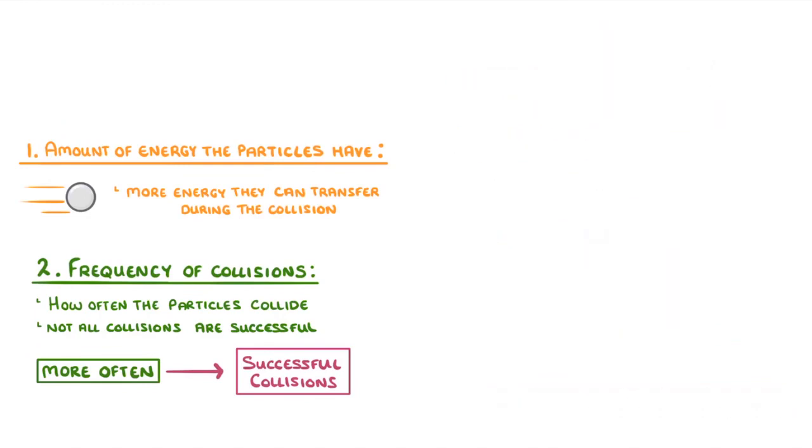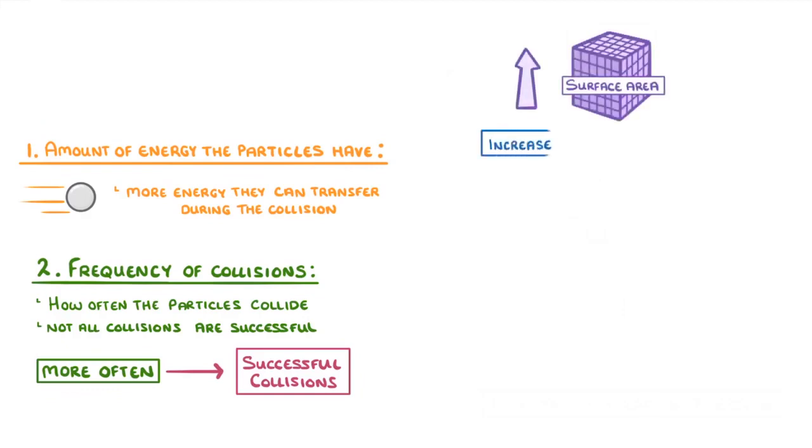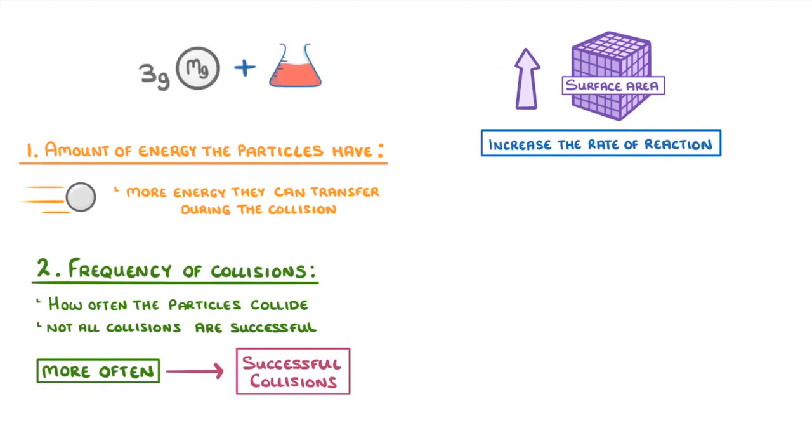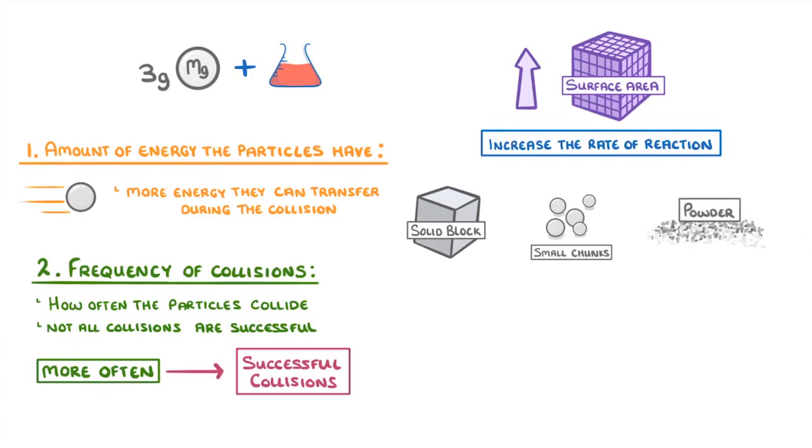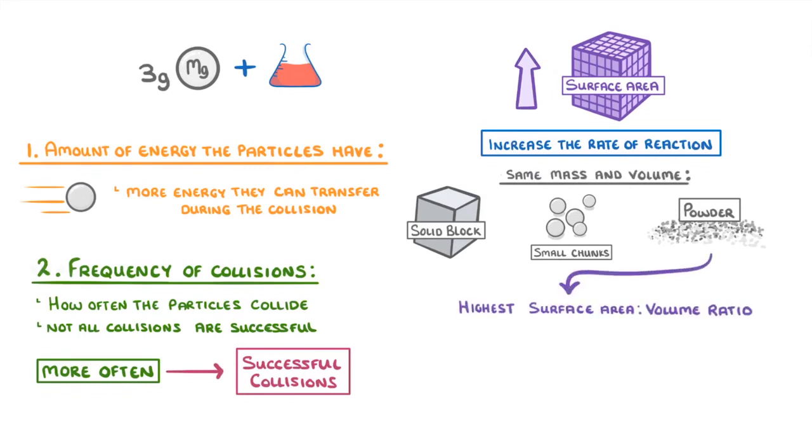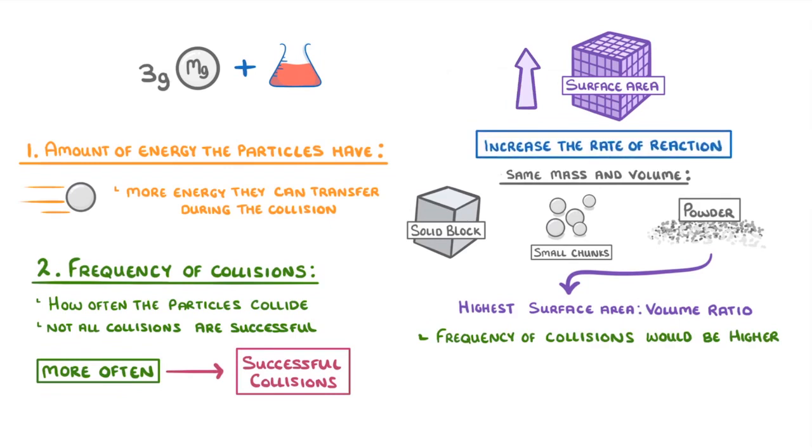Just like concentration and pressure, a higher surface area will also increase the rate of reaction. For example, if we wanted to react 3 grams of magnesium with an acid, we could use a solid block of magnesium, small chunks of magnesium, or powder. As all of these have the same mass and volume, the powdered form would have the highest surface area to volume ratio, and so it would have a much higher area over which collisions with the other reactants, in this case the acid, could take place, meaning that the frequency of the collisions would be higher, leading to a higher rate of reaction.